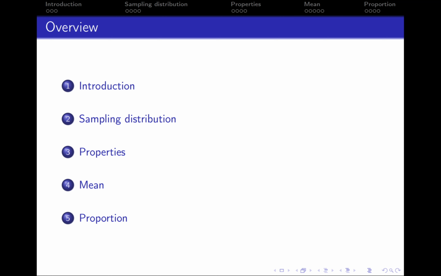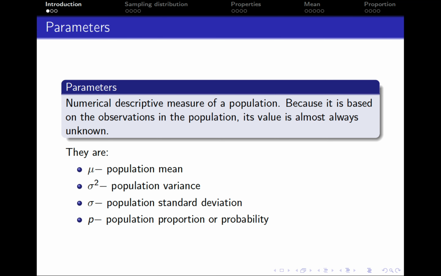After this, I will discuss the properties of sampling distribution, and in sections 4 and 5, I will discuss two types of sampling distribution: the sampling distribution of mean and the sampling distribution of proportion. So let's move to the introduction.